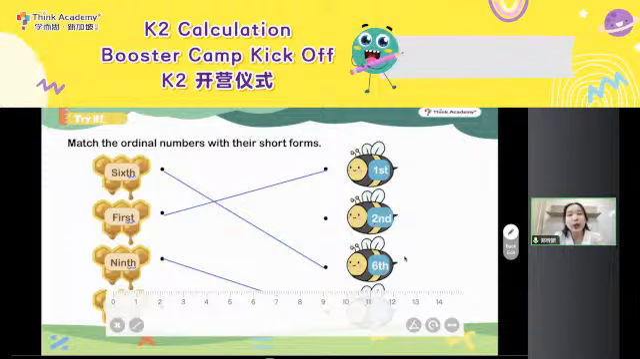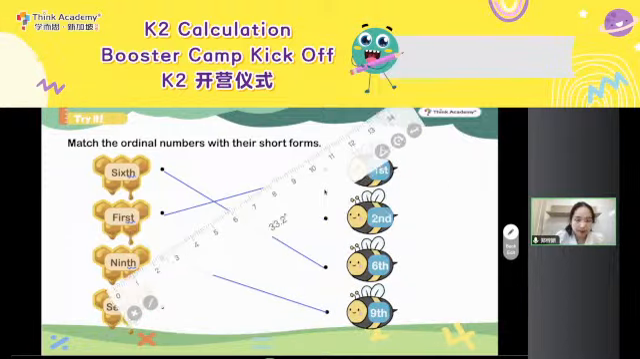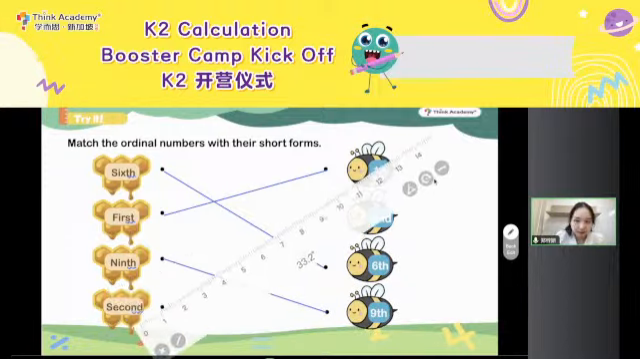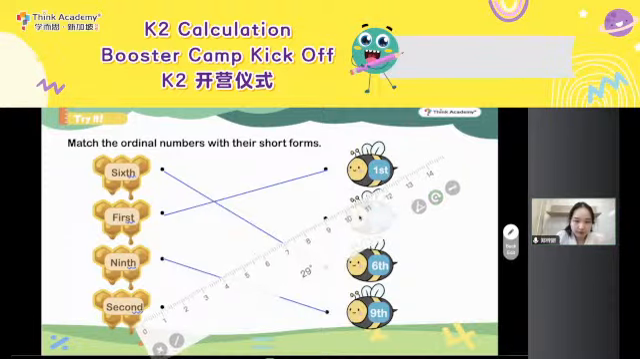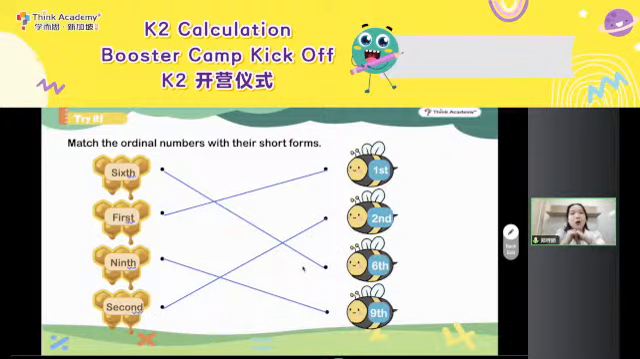All right, so now we've successfully matched the ordinal numbers with their short forms. Good for you. Do you still want to give another try? I believe you won't, right? So, shall we match all the ordinal numbers with their short forms? So, starting from this one, third.